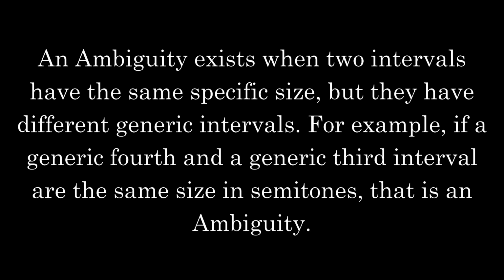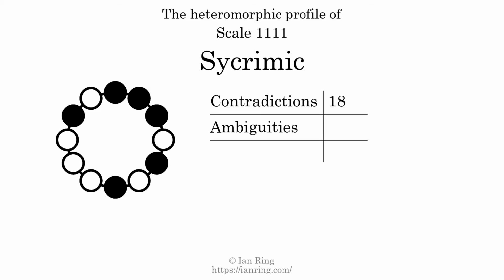An ambiguity exists when 2 intervals have the same specific size, but they have different generic intervals. For example, if a generic fourth and a generic third interval are the same size in semitones, that is an ambiguity. The number of ambiguities in this scale is 20.